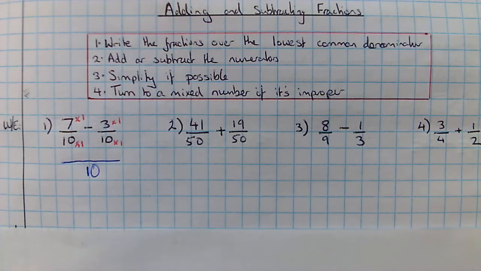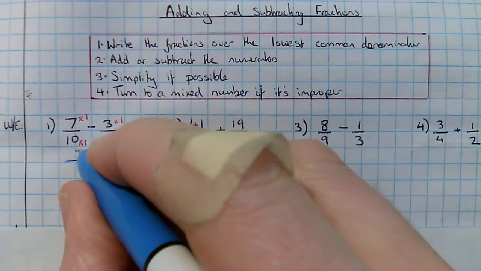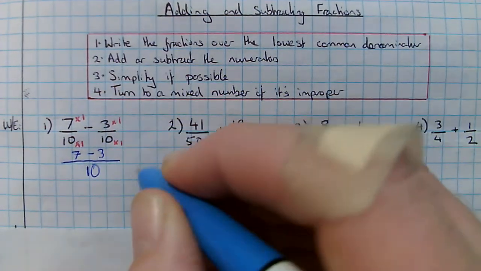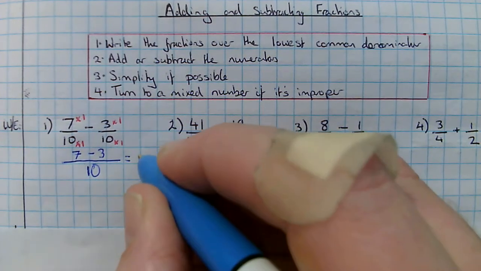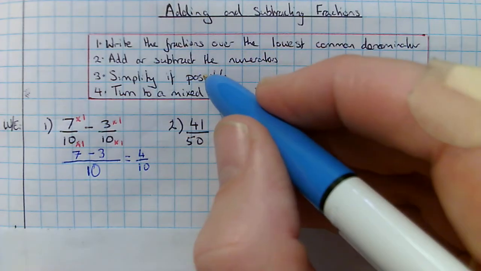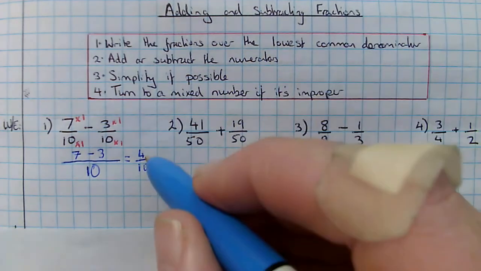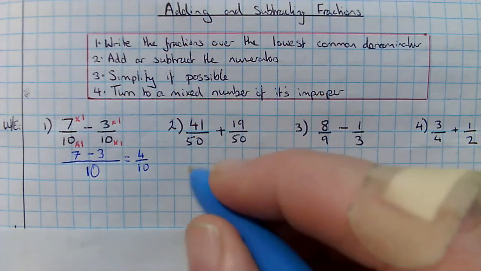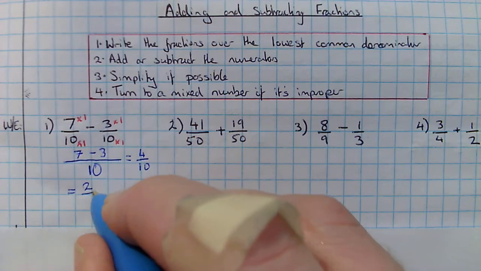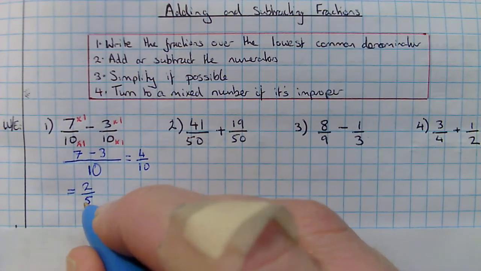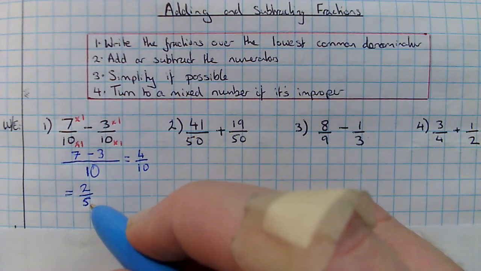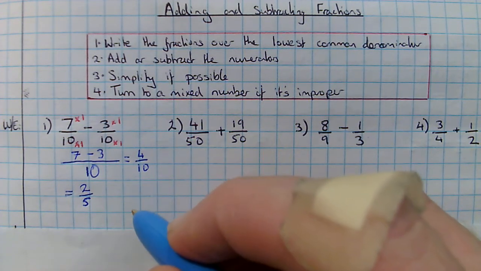7 times 1 gave me 7. 3 times 1 gives me 3. So here, those numbers stay the same. It's just 7 take away 3 over 10. That gives me 4 out of 10. So I've done steps 1 and 2. I now need to see if it's possible to simplify. Well, both 4 and 10 are divisible by 2, so I can simplify it to give me an answer of 2 out of 5. It's not an improper fraction. The numerator is smaller than the denominator, so I keep it as it is. I don't need to change it to a mixed number.